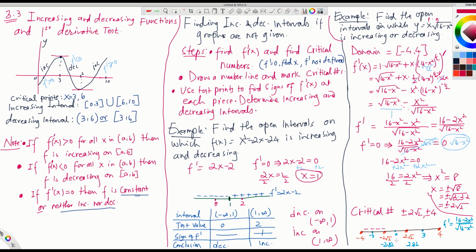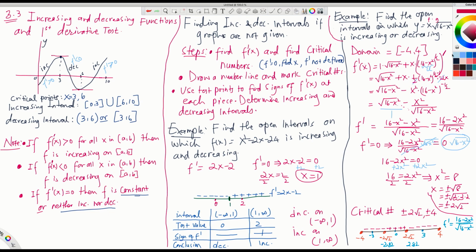How about here? Plug in 0. 16 minus 2 times 0 is 16, over root of 16 minus 0, which is root 16. So it is positive over positive, so it will be plus. Now how about this last piece? Plug in 3 again. 16 minus 2 times 3 squared, which is 9, so 16 minus 18 is negative. On the bottom, 16 minus 9 is positive. So negative over positive is again negative.